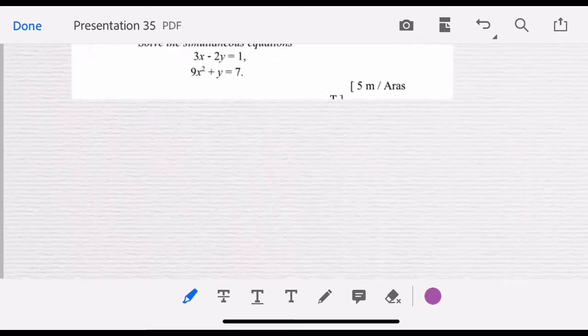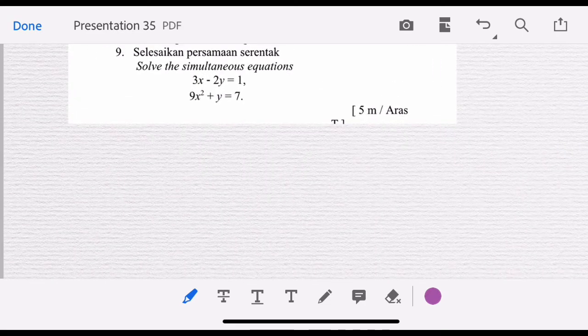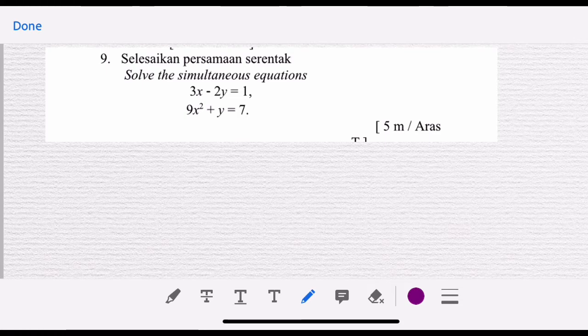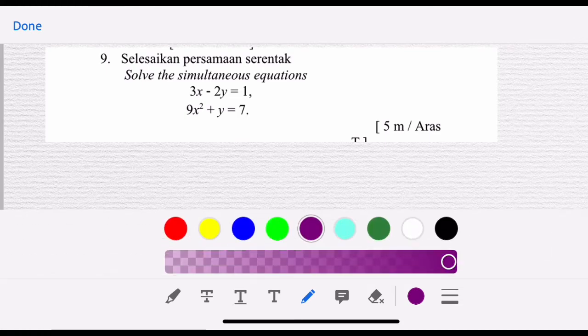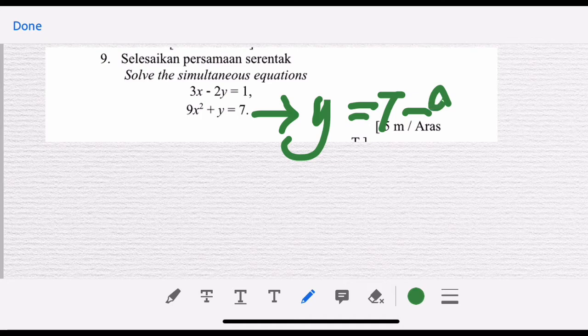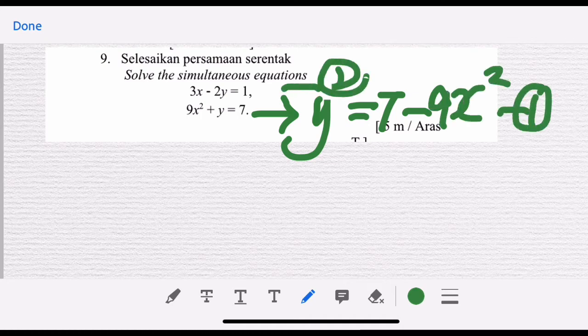Now I'm going to discuss question number 9. Question number 9 is actually quite simple. Normally when you see they didn't ask for how many decimal places, it means it can be factorized. That is our conclusion. I'm going to start from this one. I'm going to do y is equal to 7 minus 9x squared, because I think this is better for me to do. I can do it in a faster way.